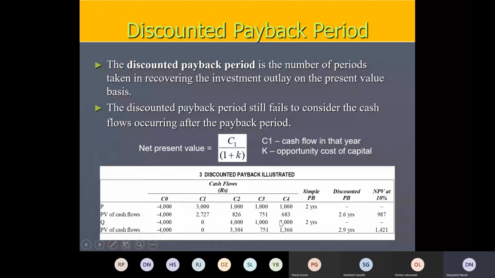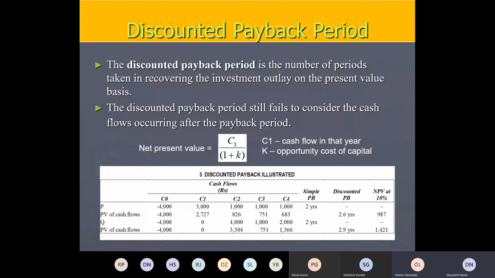To cover 4,000, in the first year 3,304 rupees have been covered. Then next year it is 751. Sorry, this is first year 0, second year is this, and in the third year 9 months are required to cover the remaining 694 rupees, 696 rupees. So that becomes 2.9 years. That is the simple formula which we had used for the payback period. I hope the discounted payback period is clear to you.